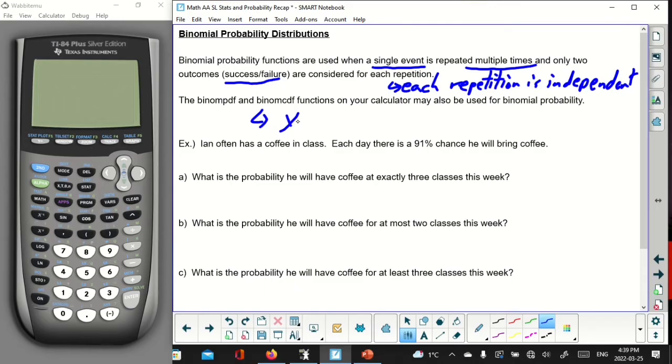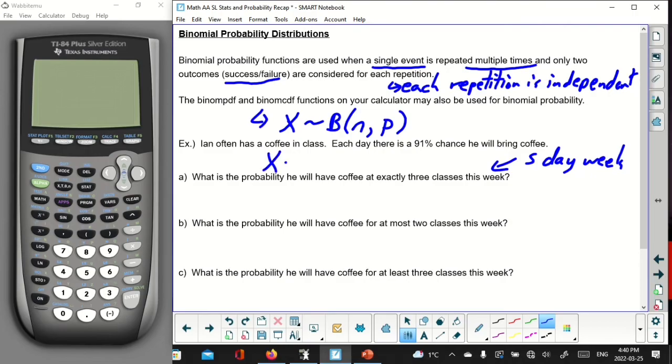The notation for binomial probability distributions is this: X tilde B(n, p), where n is the number of events, and p is the probability of success for any given event. So in context, Ian often has coffee in class. True story. Each day there is a 91% chance he will bring coffee. What's the probability that he'll have coffee exactly 3 classes this week? Assume that we're talking about a 5-day work week.